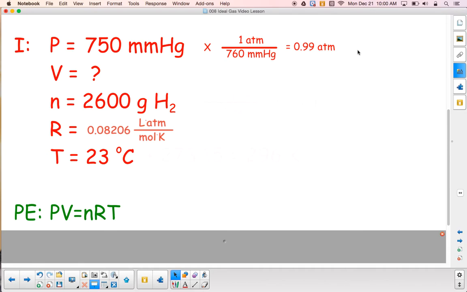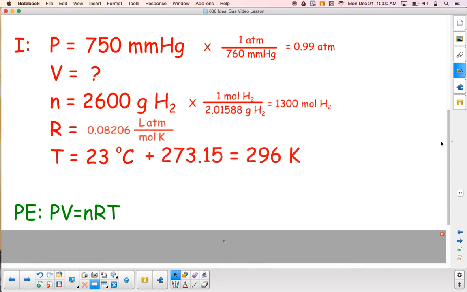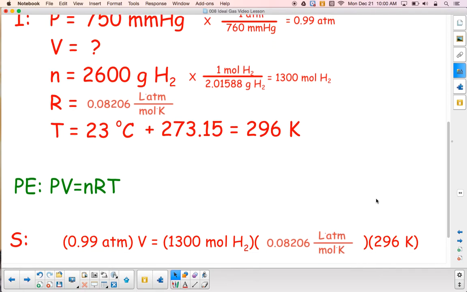I don't know my volume, but it will come out in units of liters when everything is done. My amount of gas needs to be expressed in moles. 1 mole of H2 has a mass of 2.01588 grams of H2, or 1,300 moles of hydrogen. Ideal gas constant is always the same. And to convert my temperature between Celsius and Kelvin, I have to add 273.15, coming up with an answer of 296 Kelvin. I had to round that to the ones place because my original temperature was only given to the ones place.